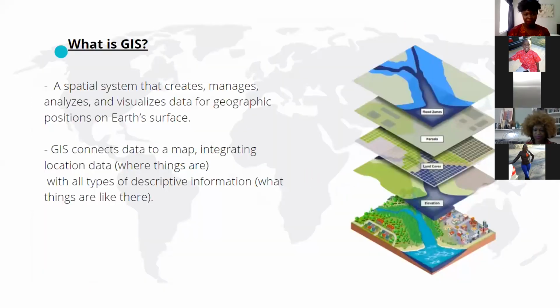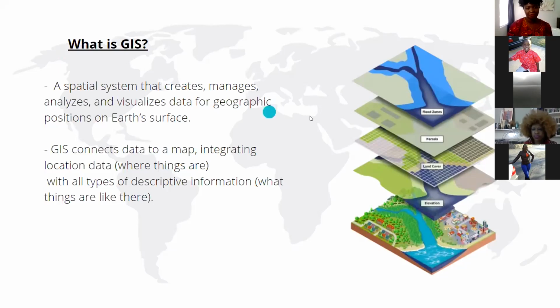And as we now go into the depth of what GIS is, it is a system that creates, manages, analyzes, and visualizes data for geographic positioning on the Earth's surface. So when you think of a geospatial system, it is the geography and the way anything is placed onto the surface of the Earth. So GIS connects data to a map, integrating location data, where things are, and all types of descriptive information about that data.